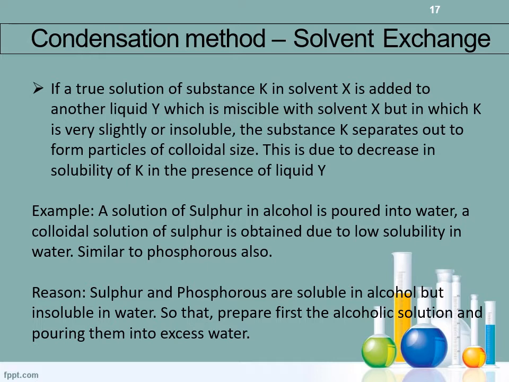This is similar for phosphorus. The reason is that sulfur and phosphorus are soluble in alcohol but insoluble in water. So we prepare first the alcoholic solution and pour it into excess water.